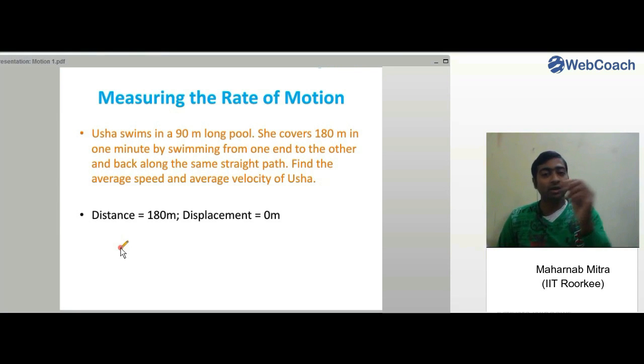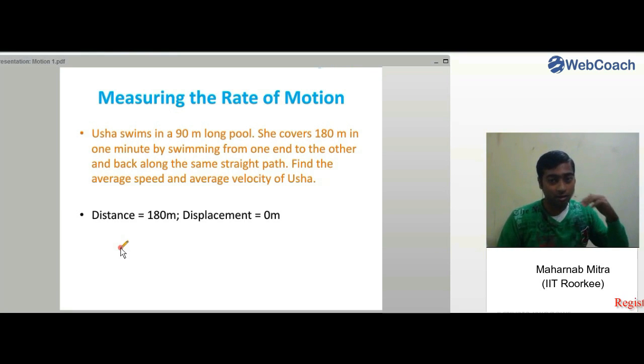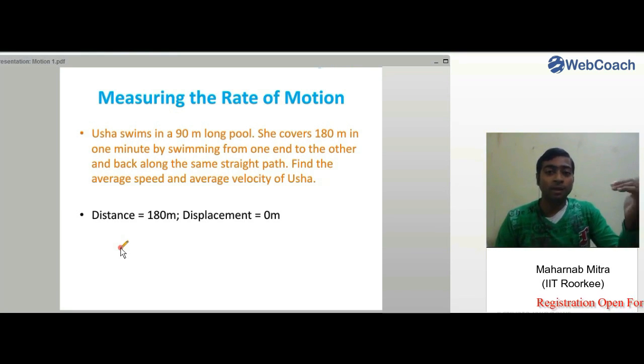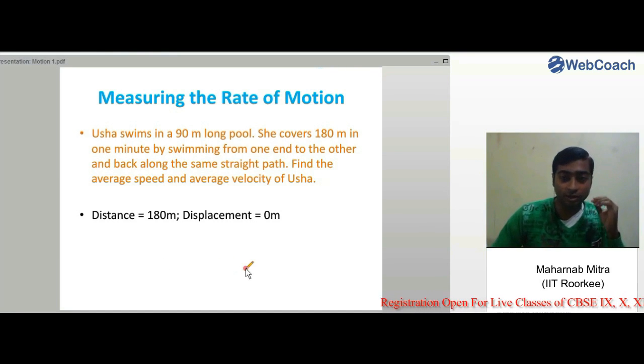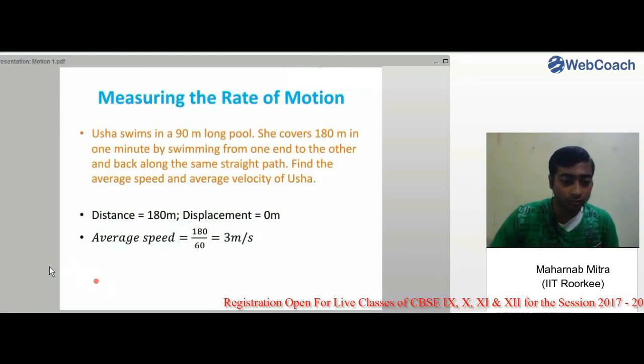Why? She started from a point and went to the other side of the pool, and she came back following the same path to the initial point. So the shortest distance between her initial and final point is 0. This is because her initial and final point are both the same. She had gone from the initial point and she had come back to the initial point itself. So distance is 180 meters, but displacement is 0 meters.